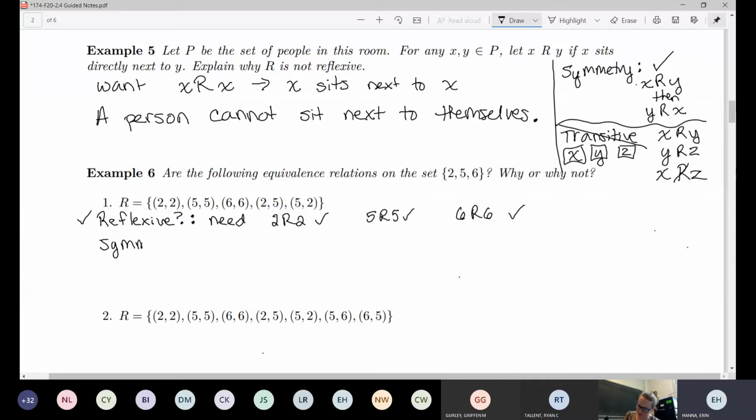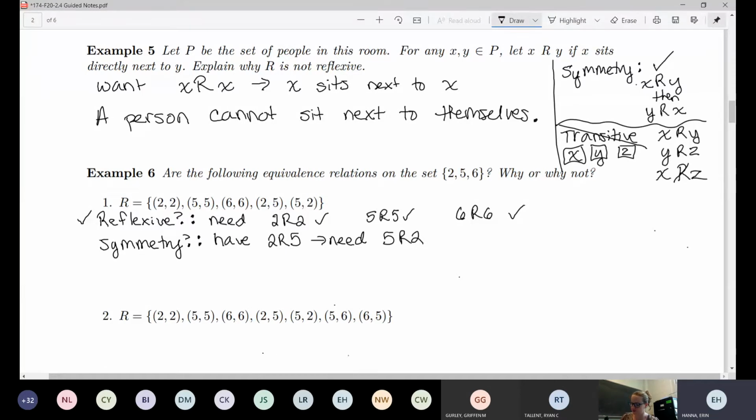About symmetry. Now, for symmetry, it's just if you have the one, then you need the other. So you could say that 6 could be related to 2 in general, but that's not part of our relation, so we don't need to worry about it. But we have that 2 is related to 5, so we need that 5 is related to 2. Since we have one of them, we need the other. And it wouldn't matter if you had said we have 5 is related to 2, and therefore we need 2 is related to 5. Either way you do it is fine.